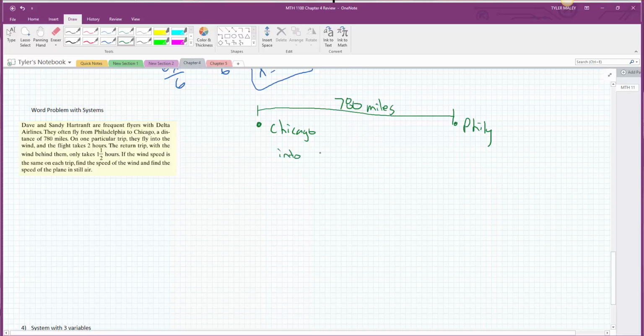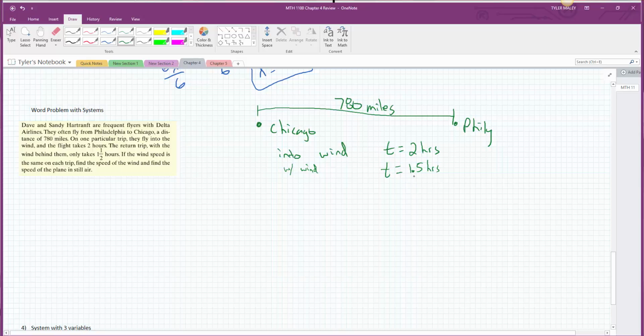So it says on one particular trip they fly into the wind. The flight takes 2 hours. And then the return trip, with the wind behind us, so we're going with the wind, the time is 1.5 hours. So if the wind speed is the same for each trip, find the speed of the wind and find the speed of the plane in still air.